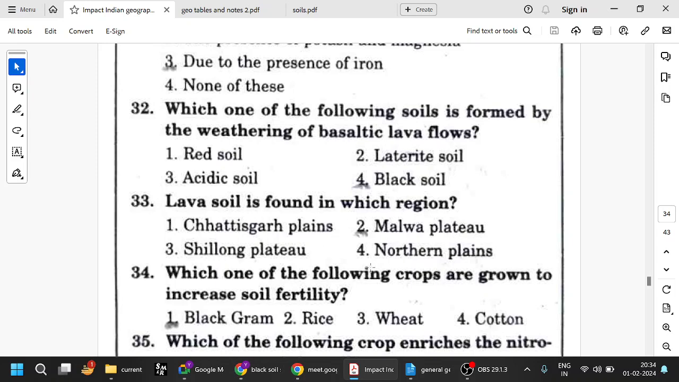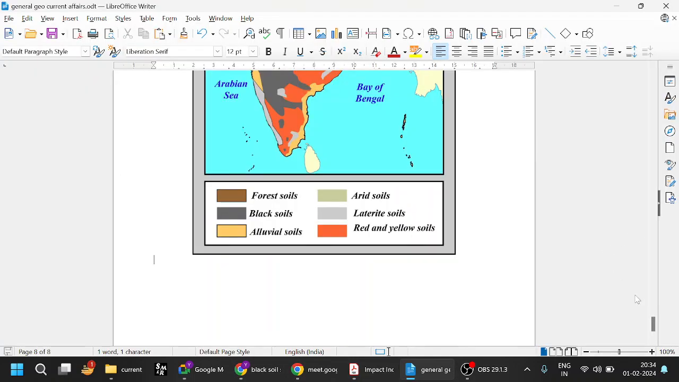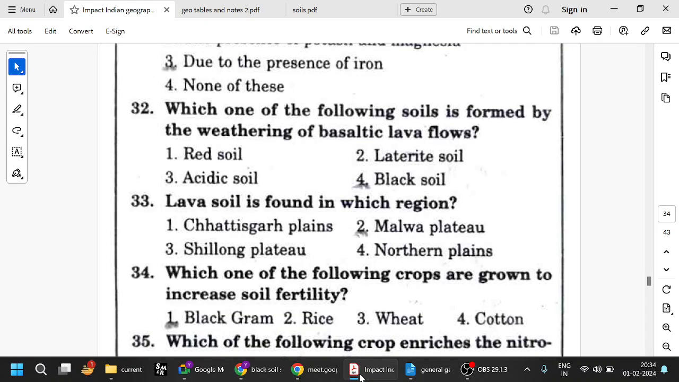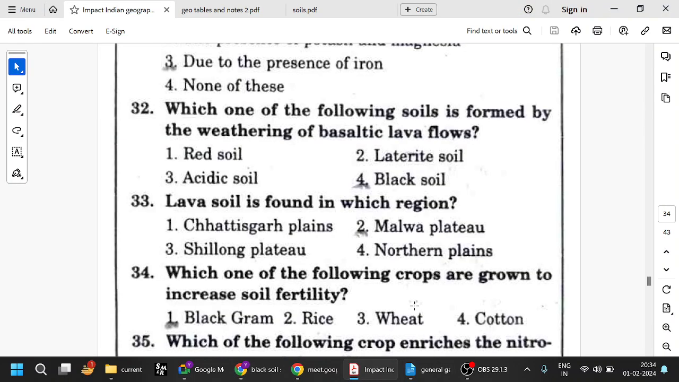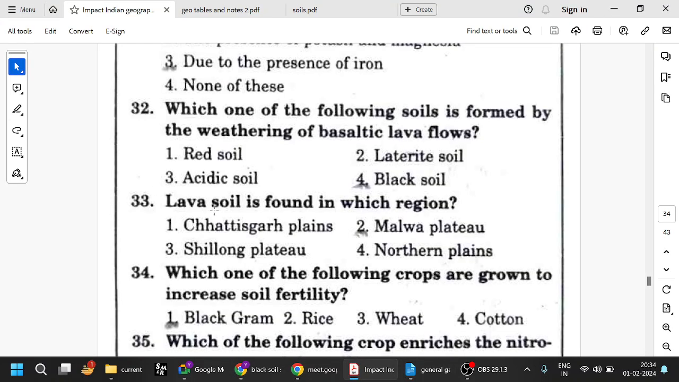Chhattisgarh Plains, Shillong, Northern Plains, Malwa. Remember all these things? Chhattisgarh Plains will come somewhere here. Shillong will be here. And the Northern Plains is all this alluvium, Ganga Basin. So what is left? Malwa Plateau is somewhere here. Malwa, Mewar, Baghelkhand, Bundelkhand, etc. So lava soil is basically black soil.